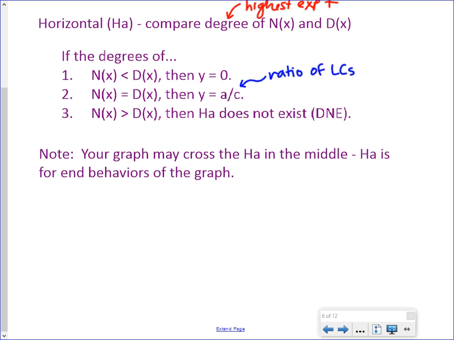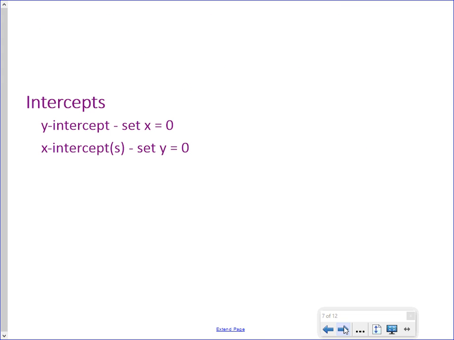A couple other really quick things that you can find to help you get a better graph for a rational function would be intercepts. So you can find an x-intercept and a y-intercept. You guys should know this. You know, you completed the summer packet. To find a y-intercept, you're setting x equal to 0. To find an x-intercept, you're setting y equal to 0.